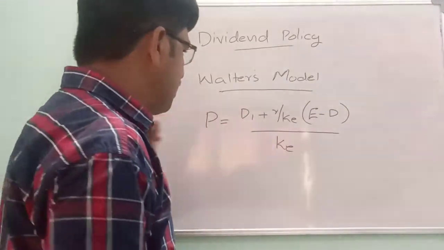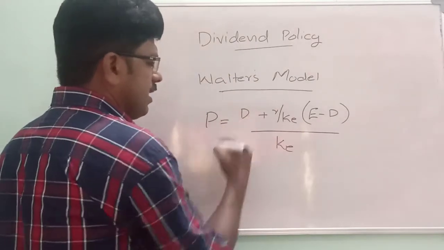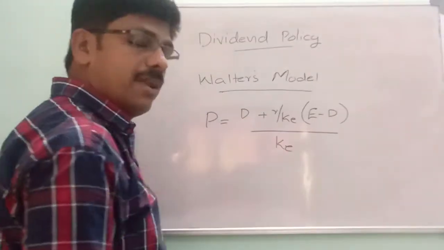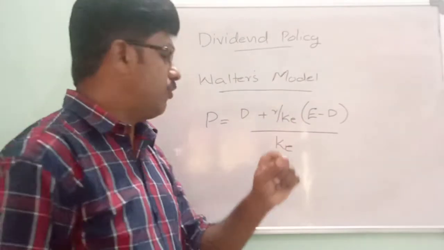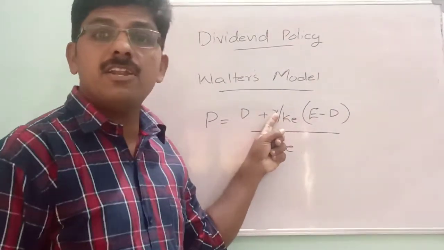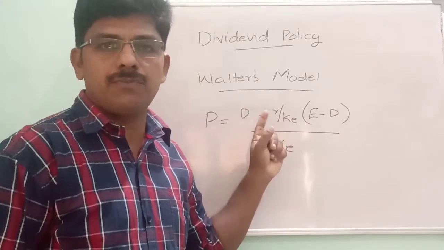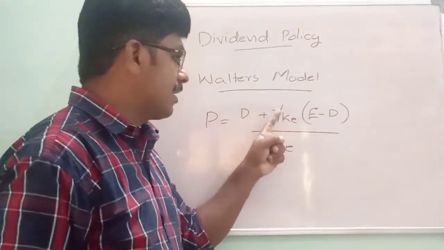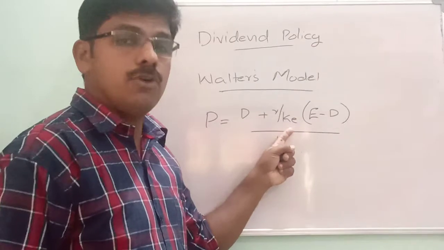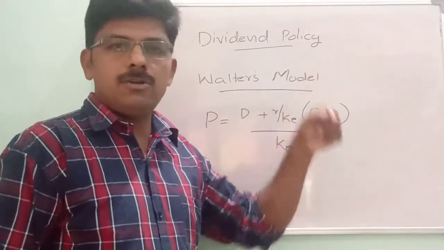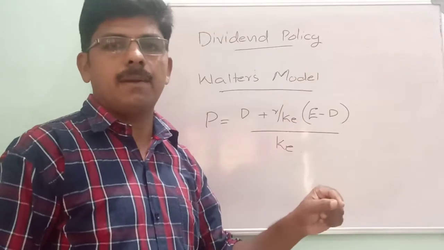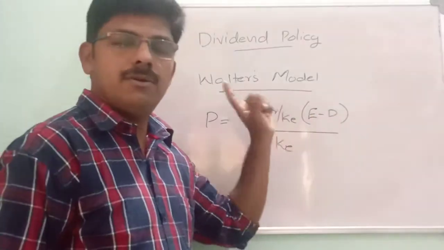Here D is equal to dividend, the dividend per share you are declaring now. R is equal to internal rate of return. KE is equal to cost of equity. E is equal to earnings, meaning the total earnings of the company, the profit of the company.